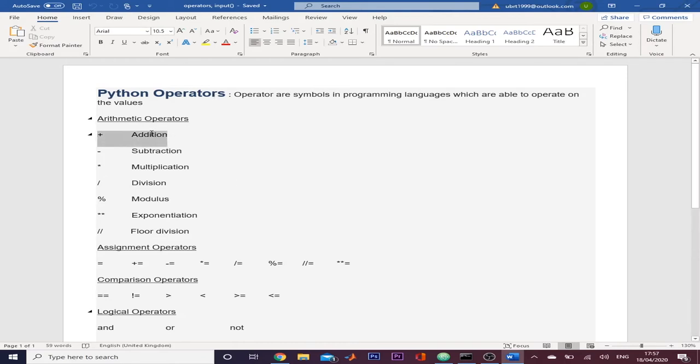So the plus sign is used for addition. For subtraction, the minus sign is used. For multiplication, instead of a cross, we use an asterisk. For division, we use the front slash. For modulus, which is basically the remainder, we use the percentage sign. For power, we use a double asterisk. And for floor division, we use a double front slash.